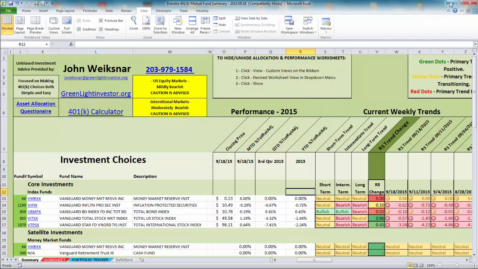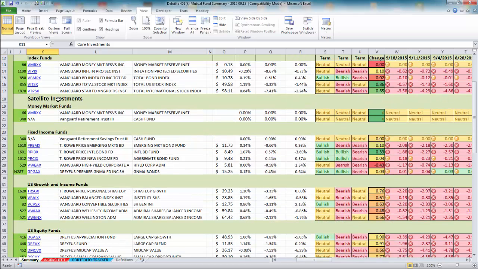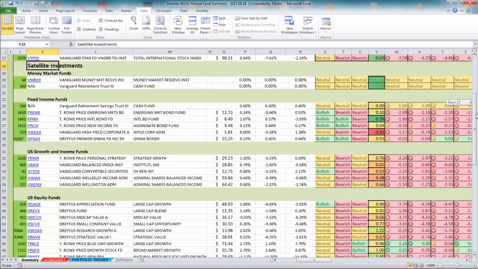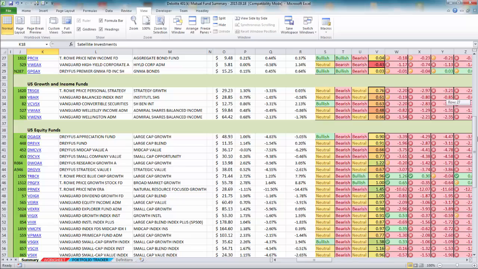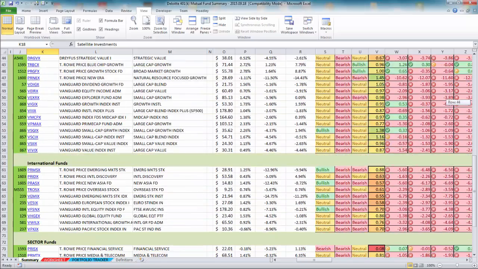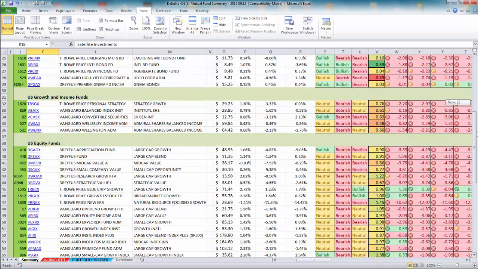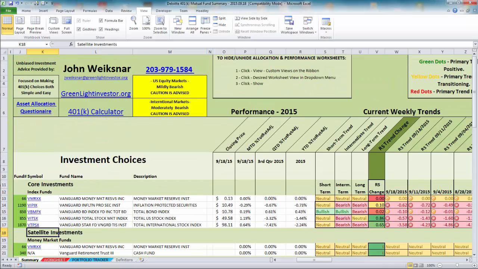Let's go right into our worksheet. On the left side of the worksheet, we have the investment choices that are available to you. At the top of the worksheet are the core investments, and as we scroll down, we'll go into our satellite investments, which are separated into the money market funds, fixed income funds, U.S. growth and income, U.S. equity funds, international funds, and the sector funds at the bottom. The different columns are the fund number, the symbol, the fund name, and a brief description of the fund.